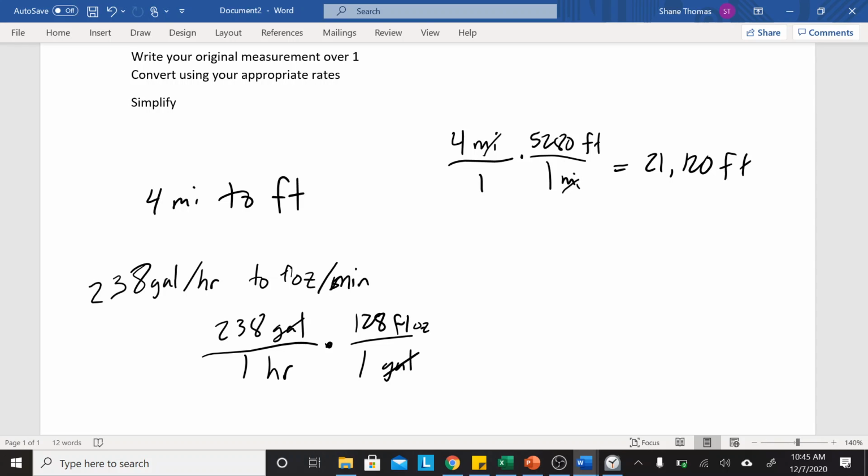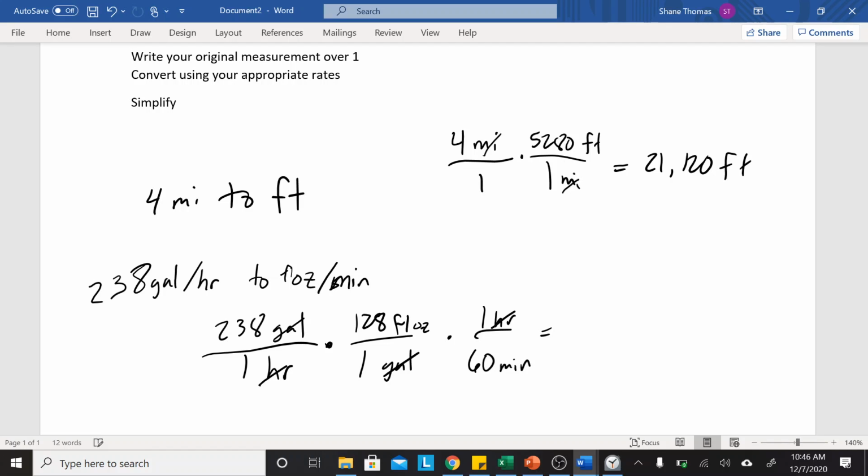All right, now we got to go from hours to minutes. So how many minutes are there in an hour? There's 60, yeah. So 1 hour is 60 minutes. So cancel out the hours. All right, so now I'm good. I got ounces on top. I got minutes on the bottom. So multiply across the top.